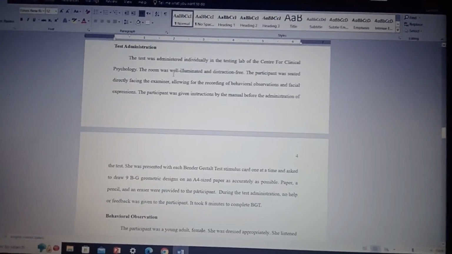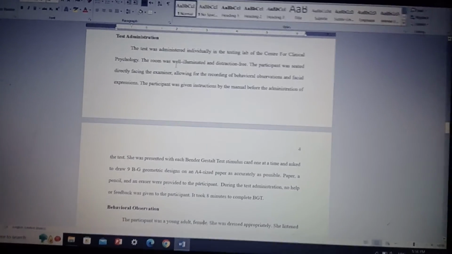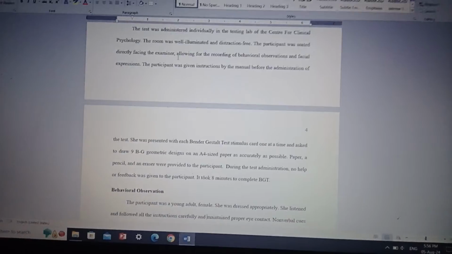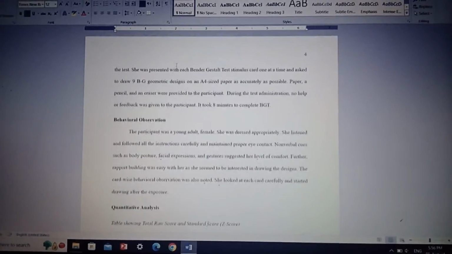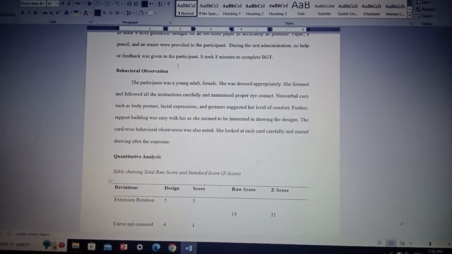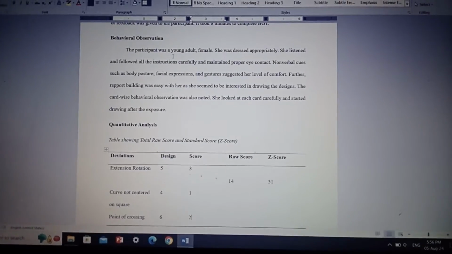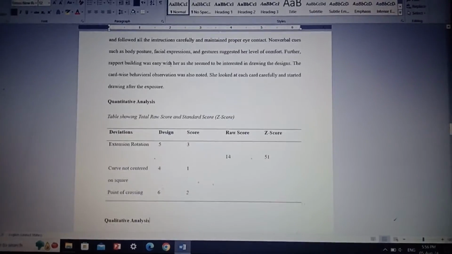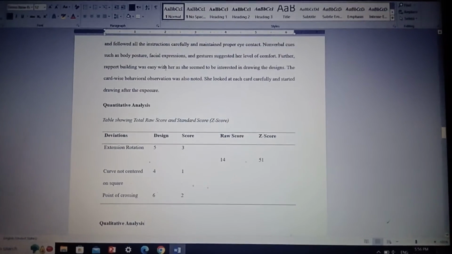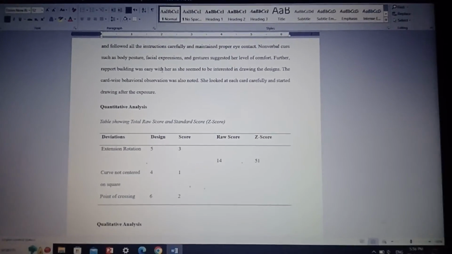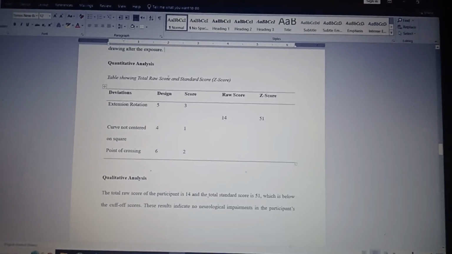Then the test administration part, in which we will mention how the test was taken, the procedure, and how much time it took to complete the test. Then we will mention behavioral observation, how the participant behaved during the test, and we will note her body posture, facial expression, language, verbal and non-verbal communication both. And now this is the quantitative analysis.